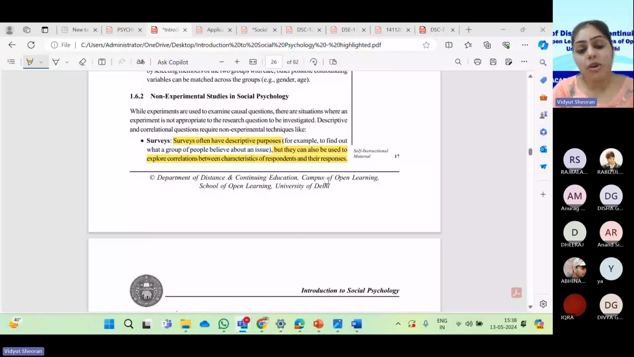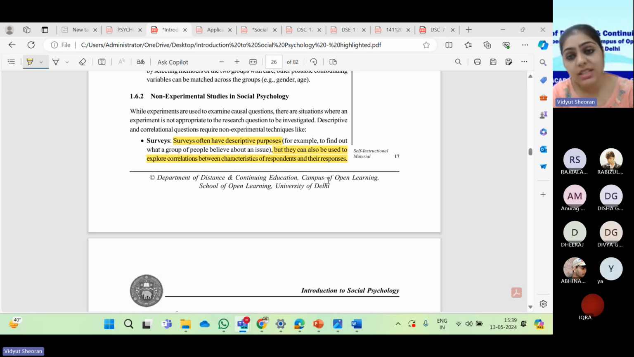Okay. So in laboratory experiments, if we are seeing experimental research, there are laboratory experiments, there are field experiments, and there are quasi experiments. But besides this, there are some non-experimental studies also in social psychology, such as survey, interview, focus group discussion, observation, which also are equally important in the data collection process for the purpose of research.